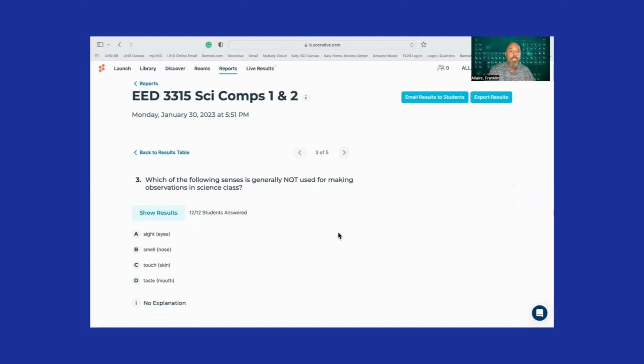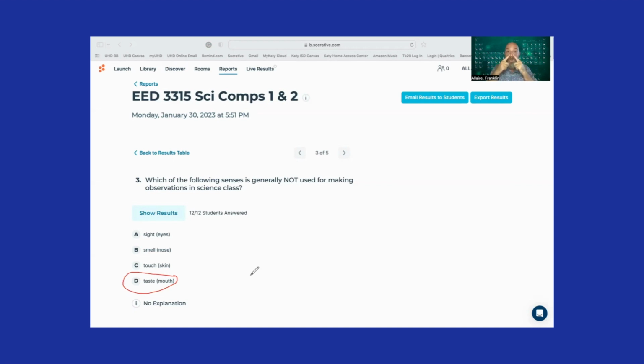Number 3, which of the following senses is generally not used for making observations in science class? And so out of all of these, the sense that is the least likely to be used is going to be taste. Unless we get very specific instructions from our teachers, we do not want to eat, drink, or chew on anything that we are using in a science lab. We want to use our eyes. So we want to look at things when we're making observations.